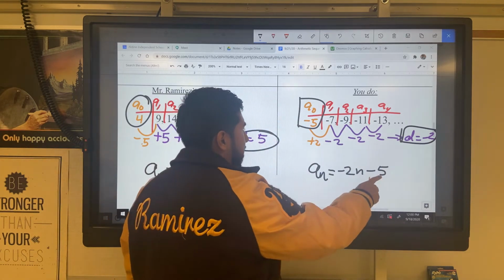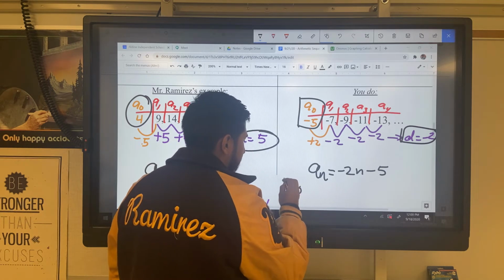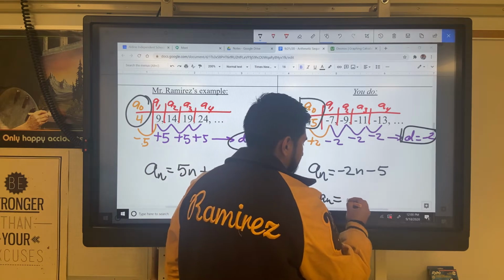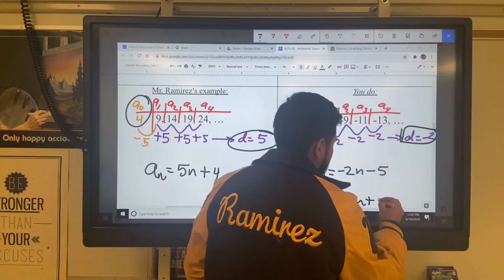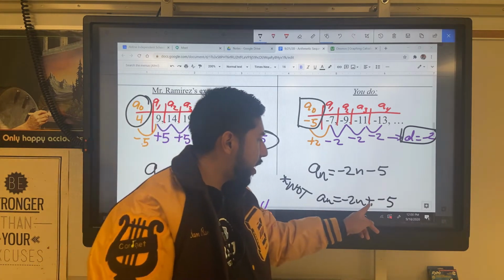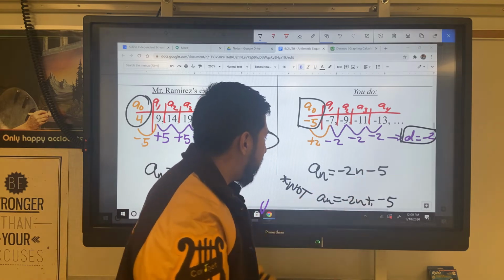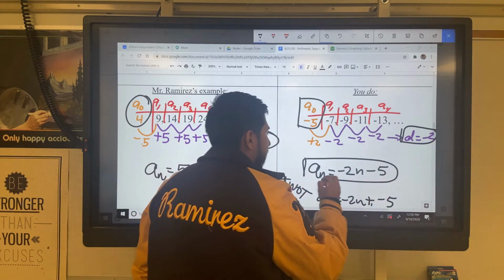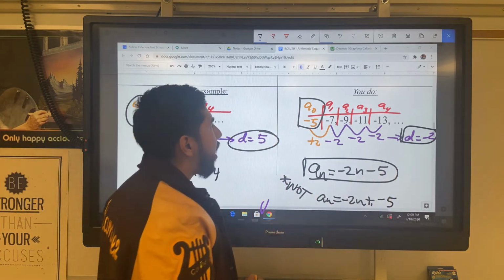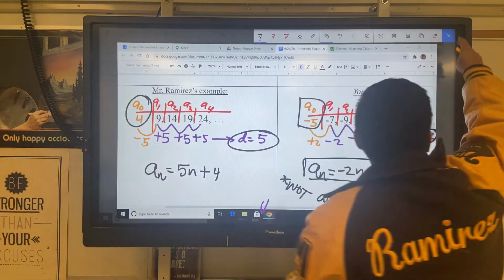Why am I putting -5? Because it's negative. Do not put AN equals -2n plus -5. Do not do that. That is not okay because we've talked about it before. Do not put plus minus. You always want to go with the first one, and since I know the number's negative, just make it -5, because that's still a -5. Good stuff. Keep going.